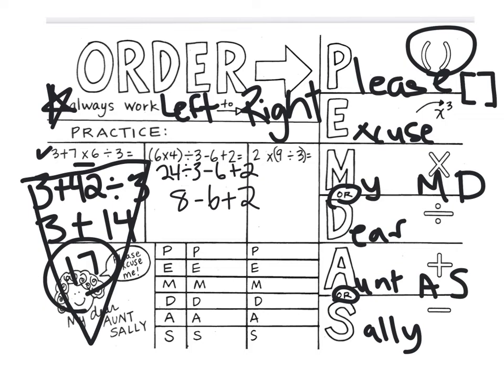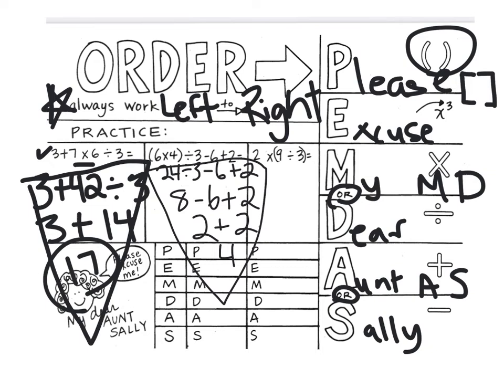And so now 8 minus 6 is going to give me 2, plus the 2 that I haven't used yet. I'm going to drop that down and I get 2 plus 2. 2 plus 2 is going to give me my final answer of 4. And then you can really see that Dorito chip there on that one.